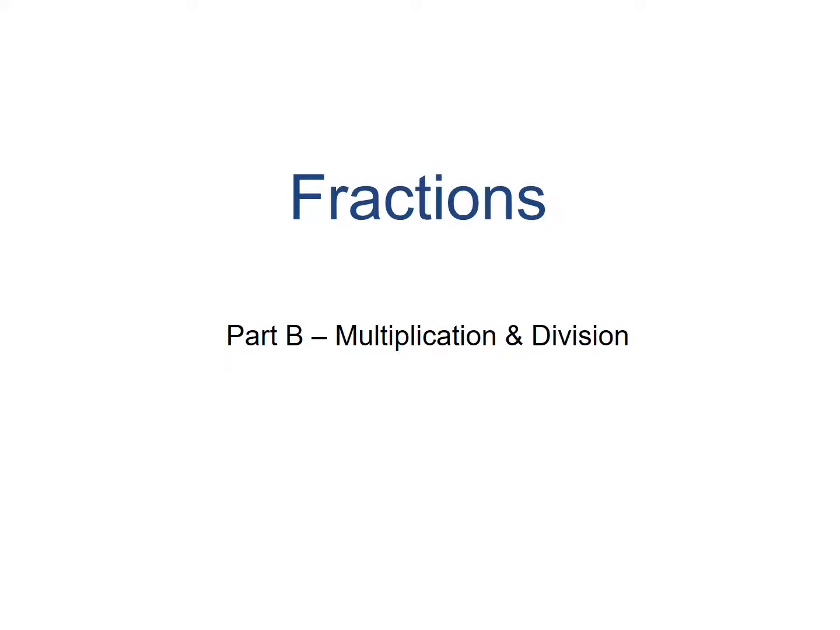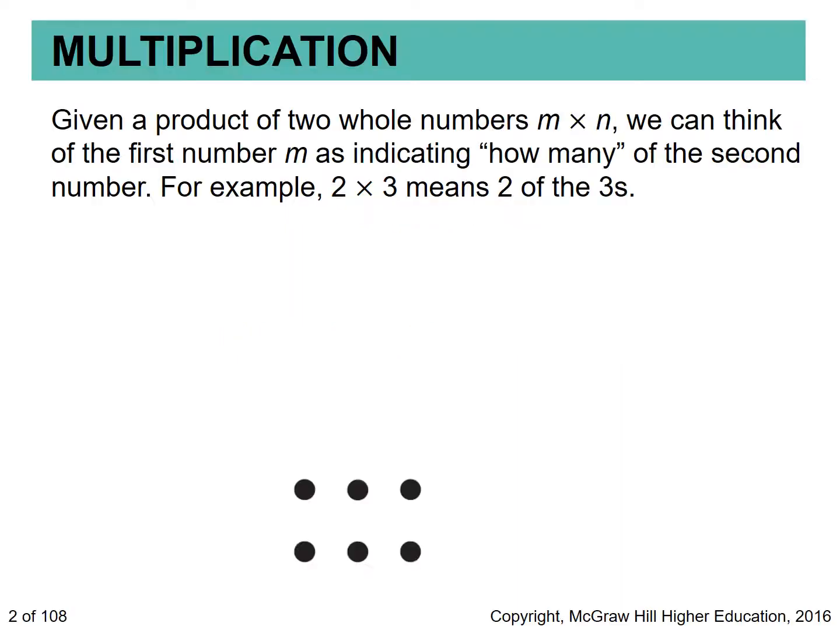Let's look at multiplying and dividing fractions. Now, when we talked about multiplication with whole numbers, we talked first that multiplication could be thought of as repeated addition. So here, 2 times 3 can mean I need 2 of the 3's. And 2 of the 3's, when I add them, give me 6.